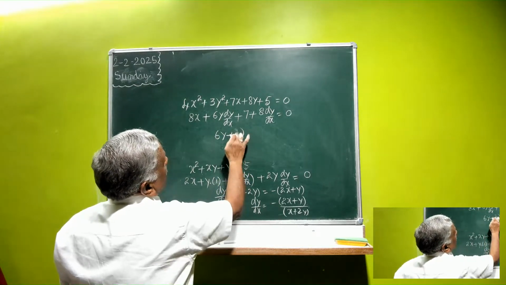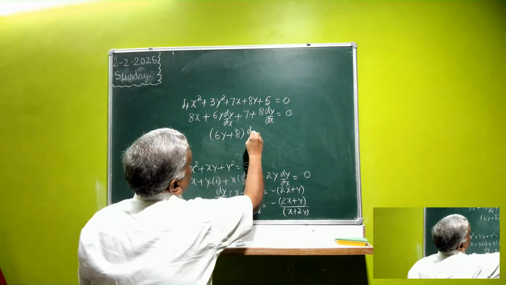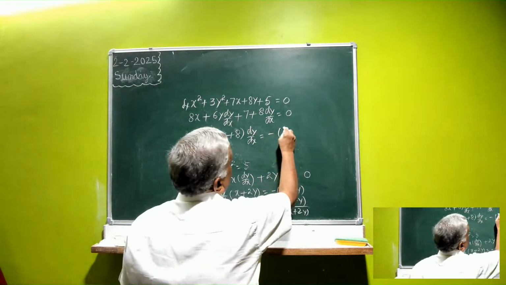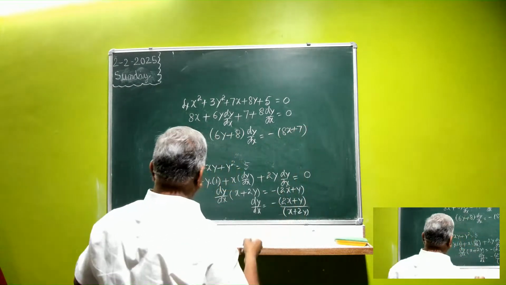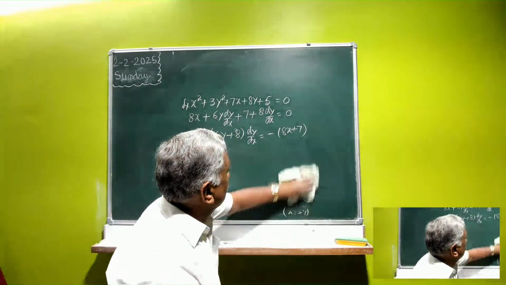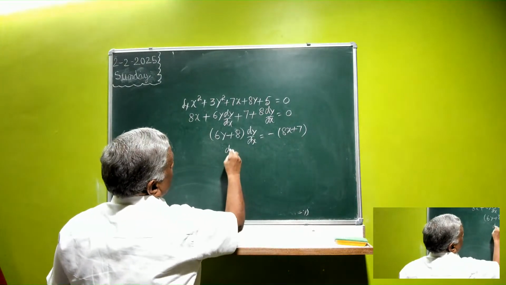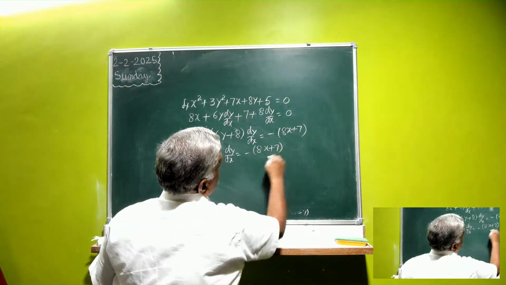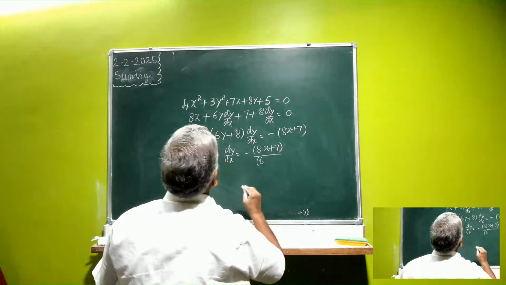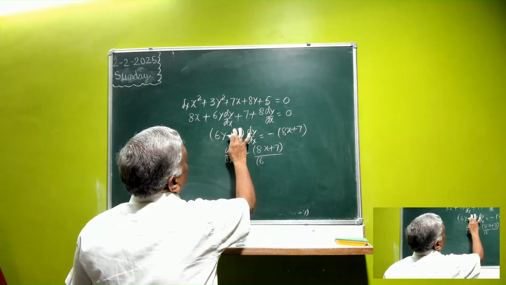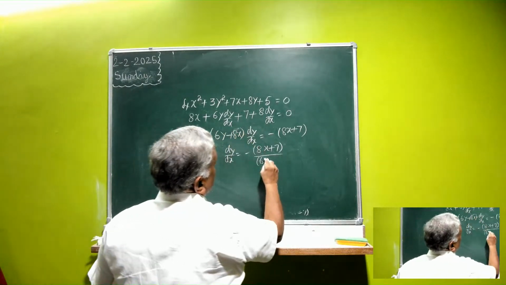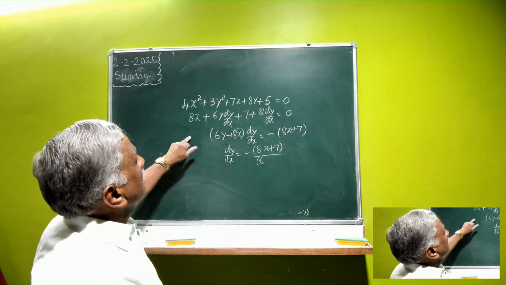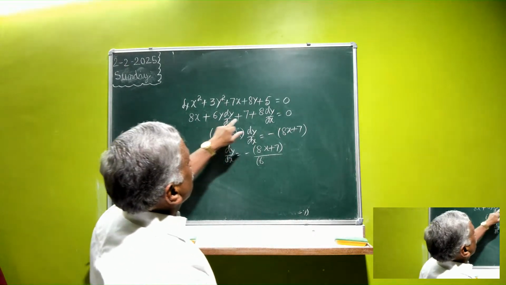6x plus 8 into dy by dx is equal to minus of 8x plus 7. So what is the final answer? dy by dx is equal to minus of 8x plus 7 divided by, this is not just 8, it is 6y plus 8. So 6y, this is 1 minute.